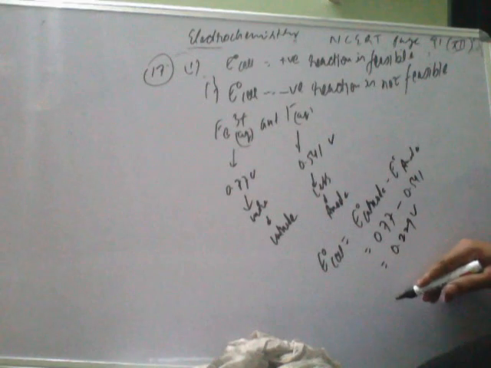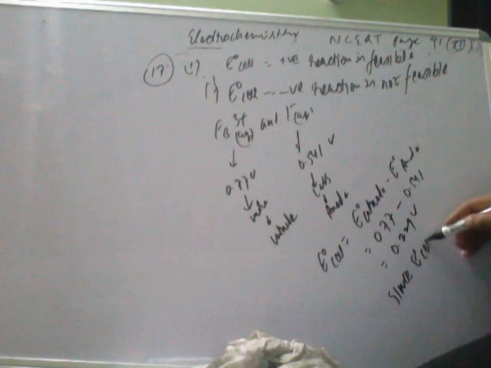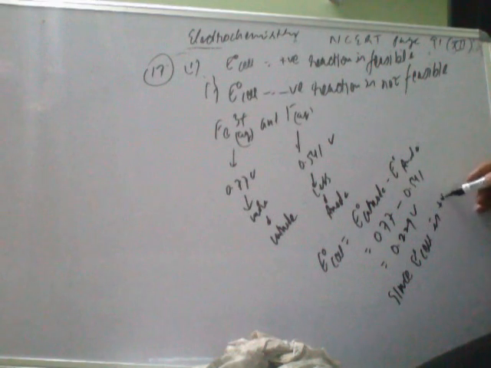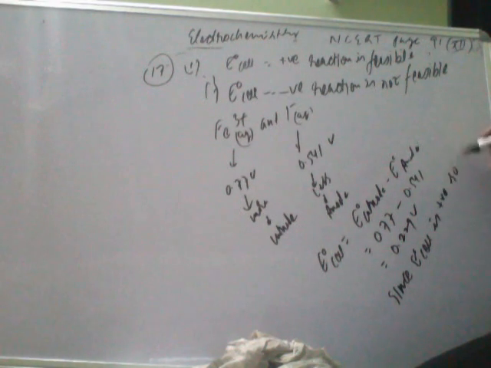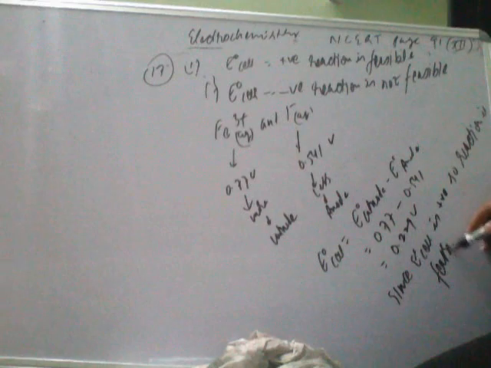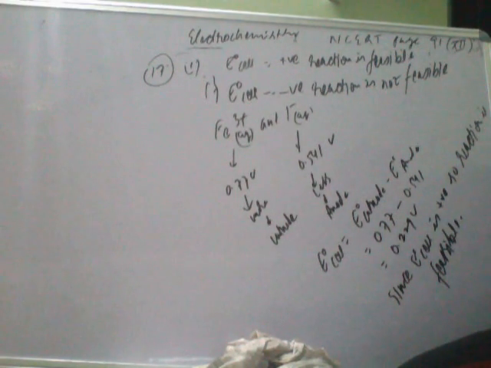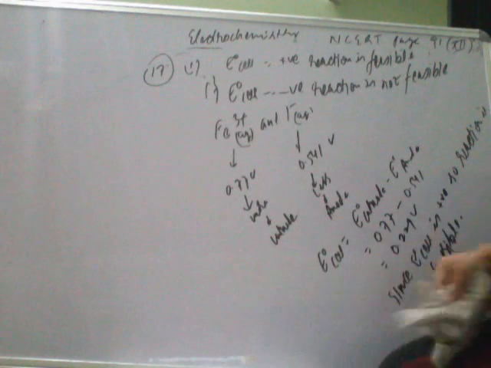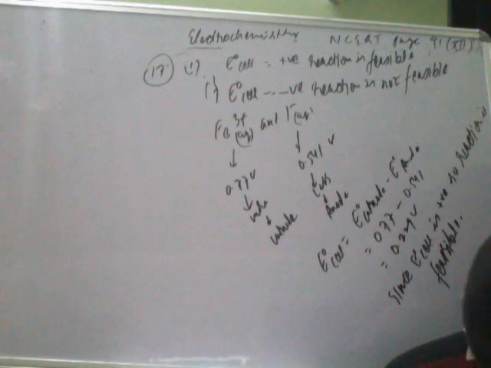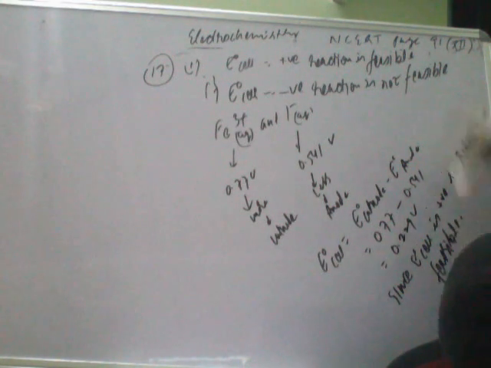Now since E naught cell is positive, the reaction is feasible. If this value comes negative, the reaction will not be feasible. I am not doing all the reactions because all are done the same way. You have to do them in a similar way. Now we are coming to question number 18.